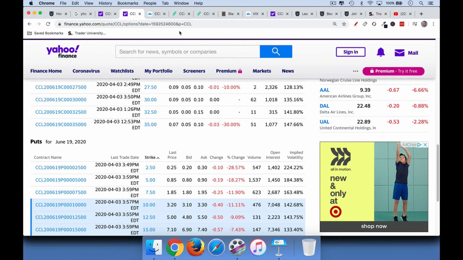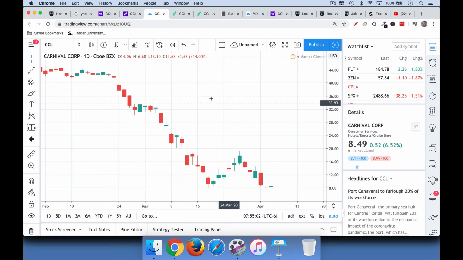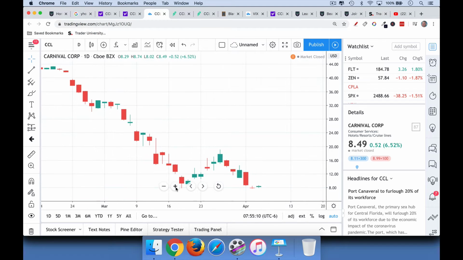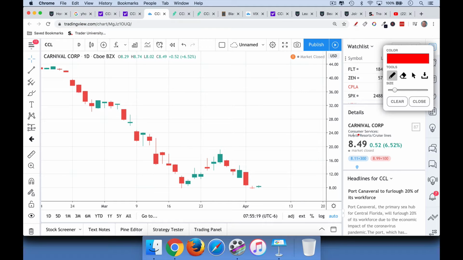Now, let's look at a quick chart of Carnival Cruise. You can see that it's gone way down. But I think this chart's a useful way of thinking about options. So there are three kinds of options. You can buy an option at the money, out of the money, or in the money. Currently, the stock, Carnival Cruise, CCL, is trading at $8.49.